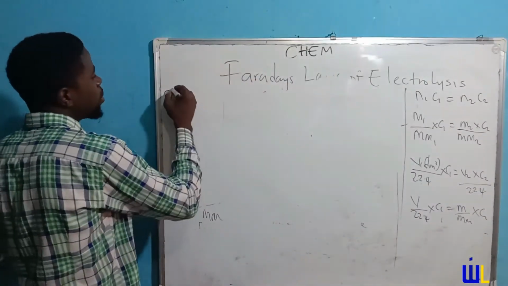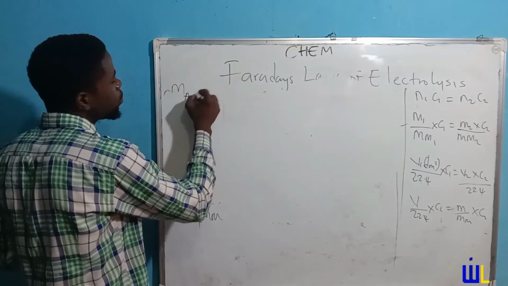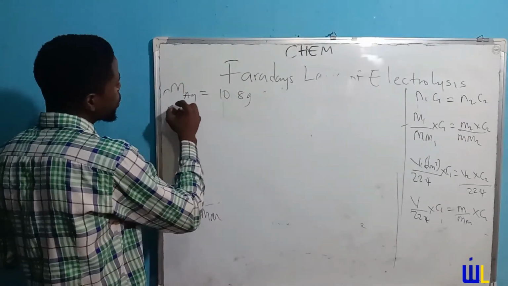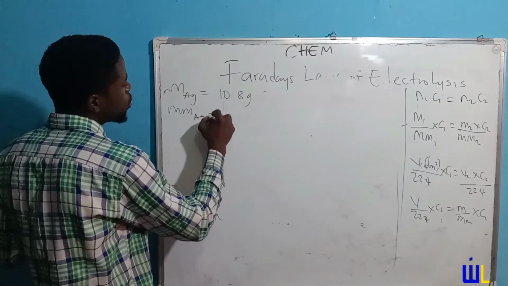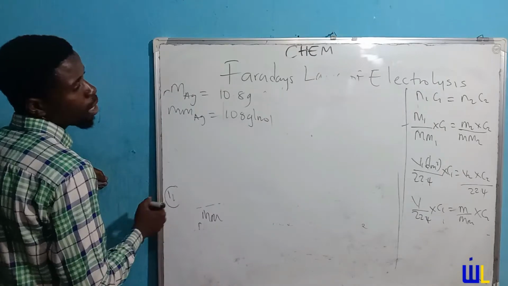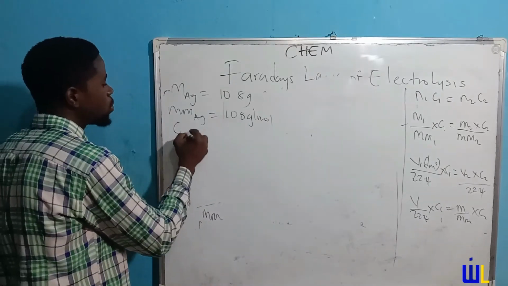So we have a question. The first mass is that of silver, and silver, the mass deposited is 10.8 grams. The molar mass of silver, as we know, is 108 grams per mole. Then, what else do we need? We need the charge of silver.